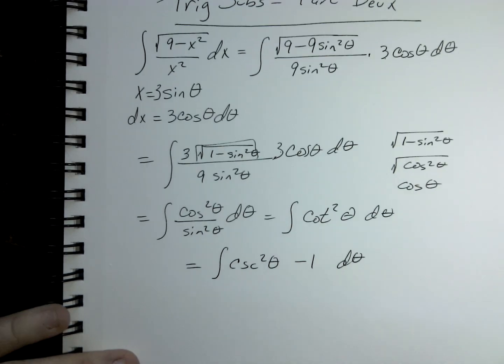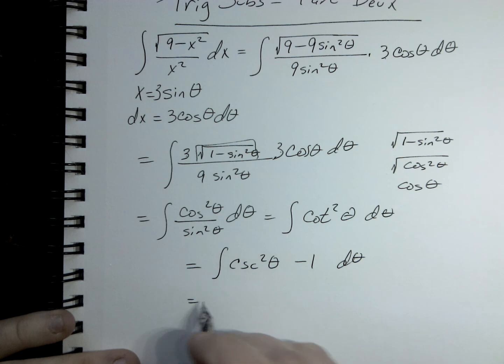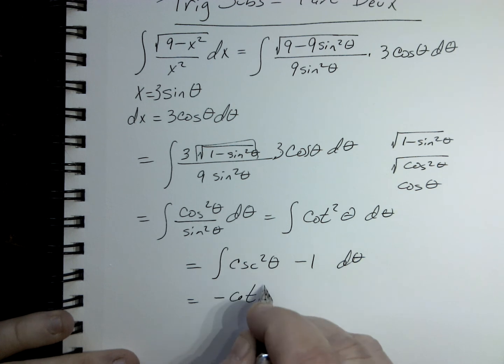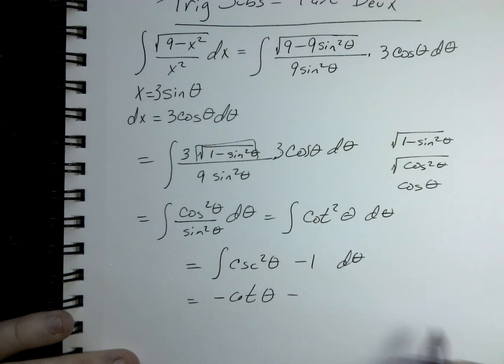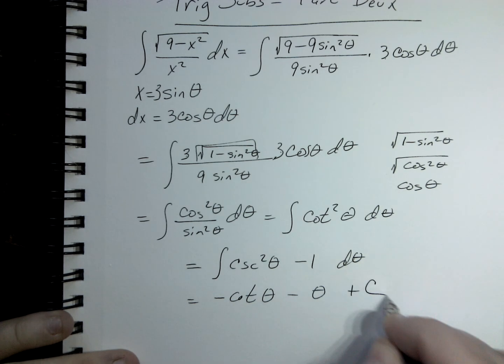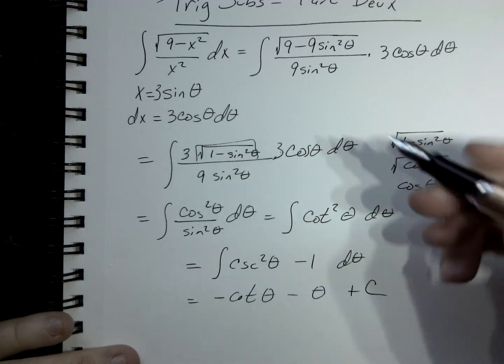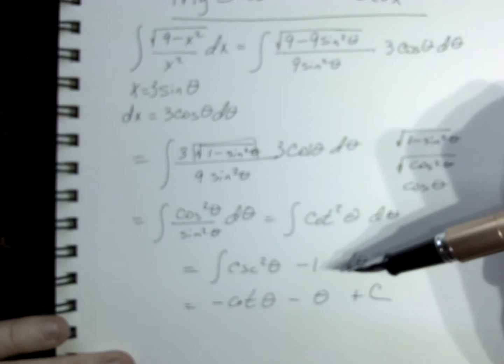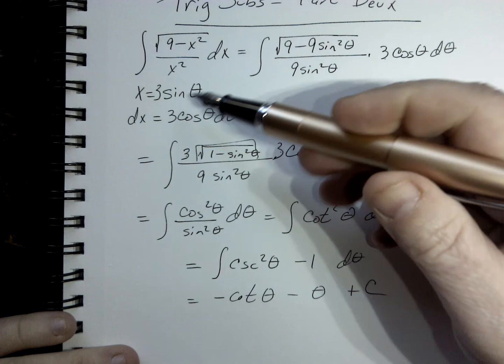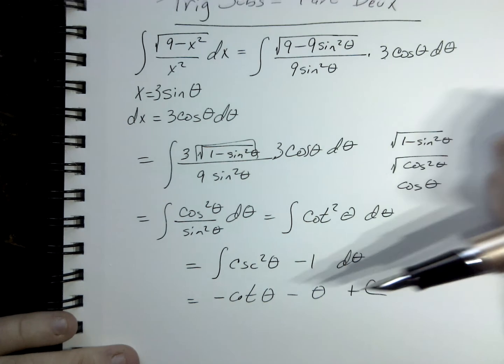The integral of cosecant squared is negative cotangent. The integral of 1 is theta. Yay, we have our integral. Except the integral was in terms of x's, and my answer is in terms of theta. I need to use my substitution and go back and figure out what this is.